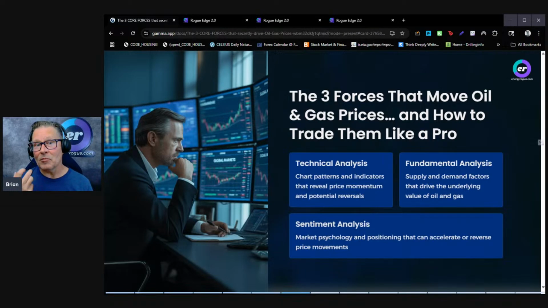But to add fuel to that, what's interesting about fundamentals is a 1% variance on supply and demand can impact the price by 10 to 20%. So let me say that again. A 1% change on supply and demand from a fundamental perspective can change the price of the commodity 10 to 20%.